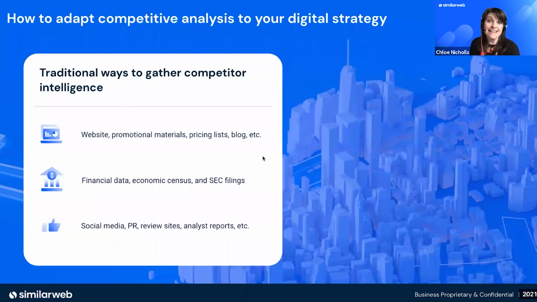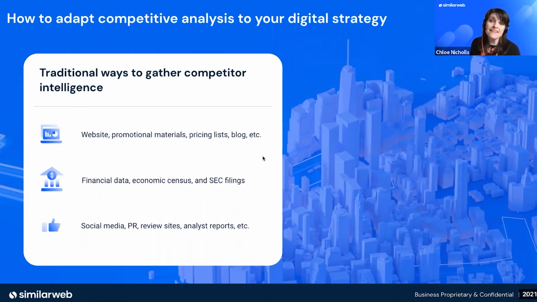And in order to understand your position in the market, you need to know how your competitors are performing. So when doing a traditional competitive analysis, you're often gathering information from different sources. So for example, what you can learn about your competitors via their website, promotional materials, blog, and pricing lists. What they disclose to financial and economic filings. For example, listening to conference call earnings and any other business data that you can access via databases. Finally, what others are saying about your competitors via social media, in the news, review sites, analyst reports, and trade experts.